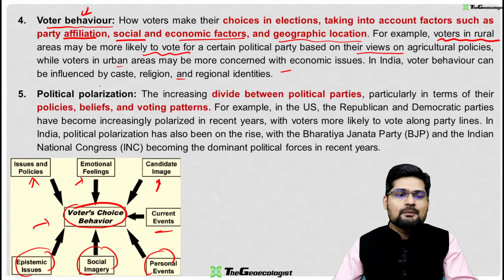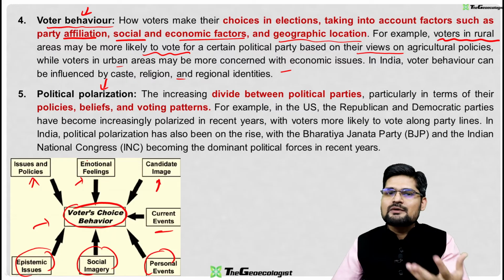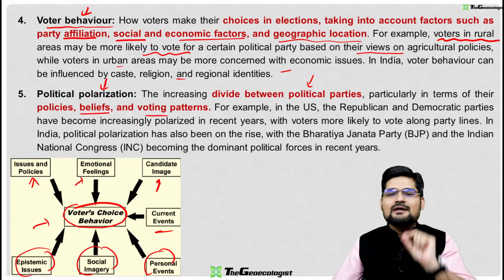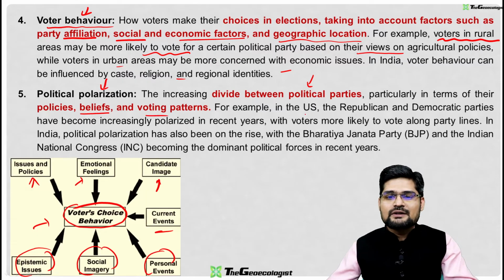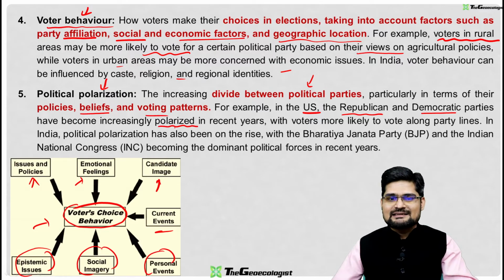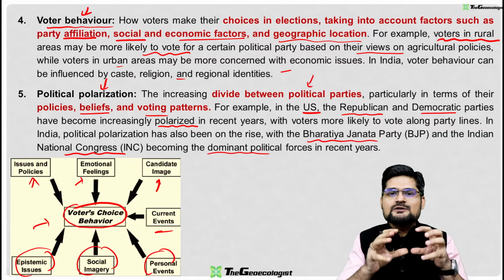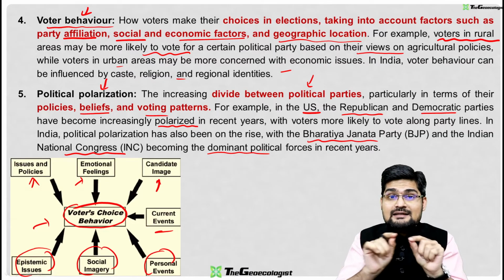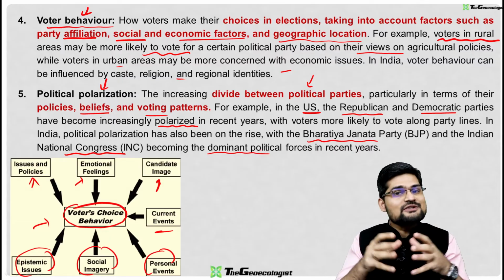Then if you observe is political polarization, and I'm sure this is a very common word of polarized politics across the world and India. You must have seen it. The division between political parties on the basis of certain ideologies, certain ways of thinking, beliefs, policies, and this is very important in electoral geography. So for example, in the US, if you see, Republican and Democratic parties have become increasingly polarized in recent years, right? In India, if you see, the Bharatiya Janata Party, BJP, and the Indian National Congress are becoming dominant political forces in recent years, and they are also polarizing their own voters. So this is a very common practice and it has a spatial pattern to it. That's where electoral geography is concerned.